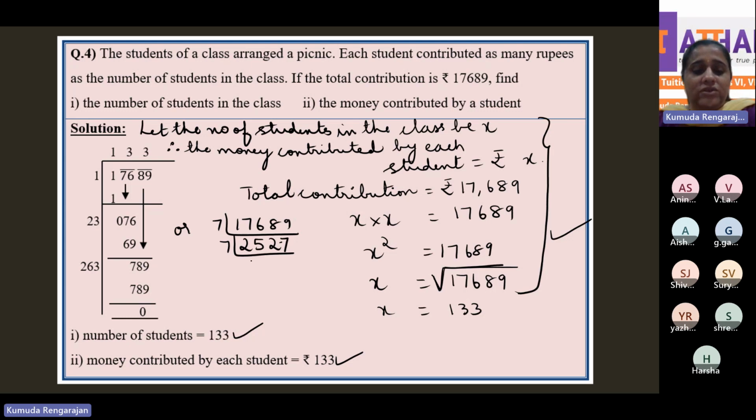Now again 7. 7 3s are 21, 4 remains, 7 6s are 42, and 7 1s are 7. Now directly 19, because 361 is not divisible by any other prime number. It's not divisible by 11 or 13. So 19 times 19. So it is 7 square into 19 square. So 7 into 19, which is 133. Very good, Surya. You're right.